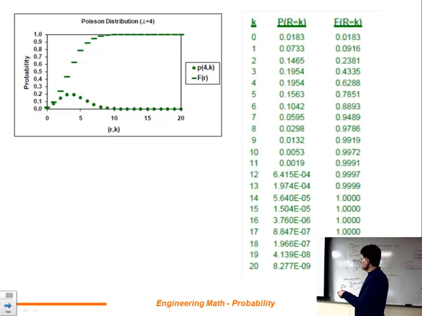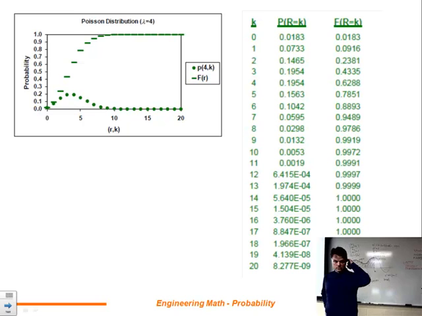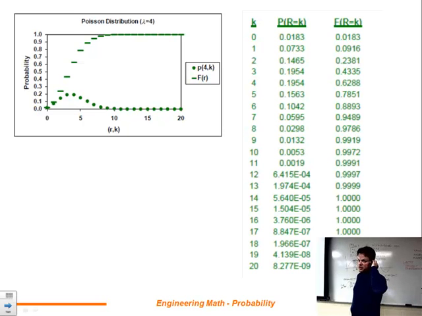And here's the cumulative distribution. By the time we get up here, it's so close to 1, it's really indistinguishable from 1. It's very, very close to 1. So with almost certainty, you will get no more than 20 requests in a given second if the average is 4. Okay. Questions on the Poisson distribution?